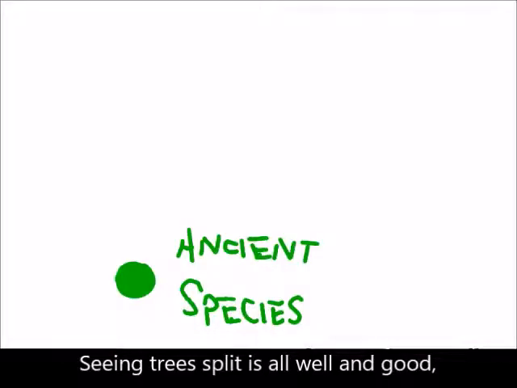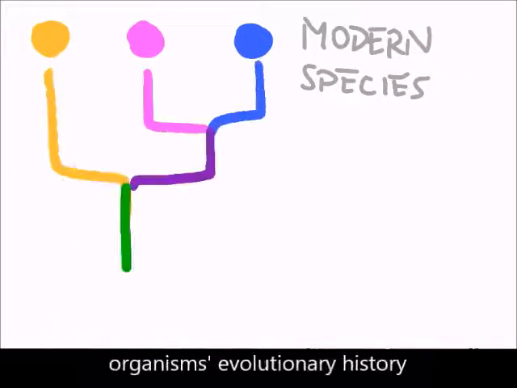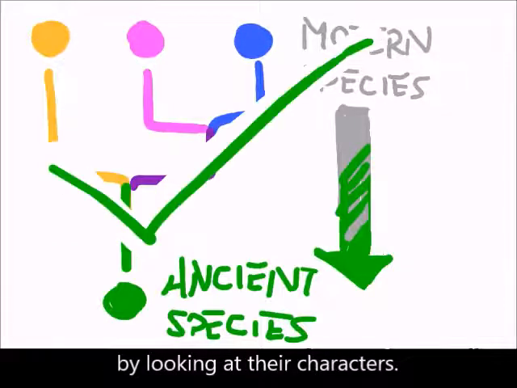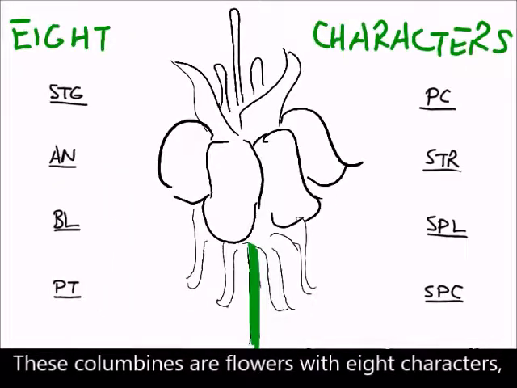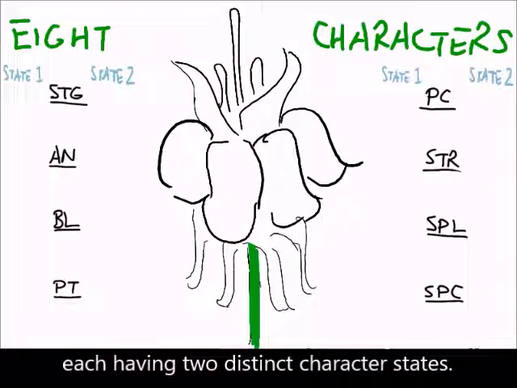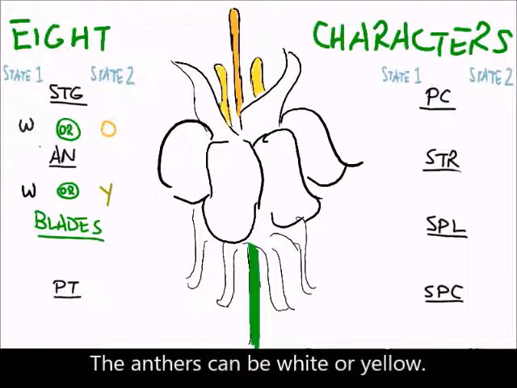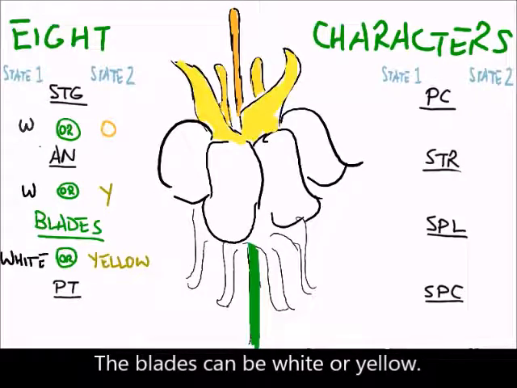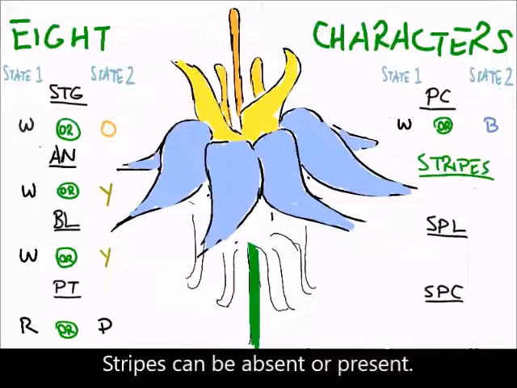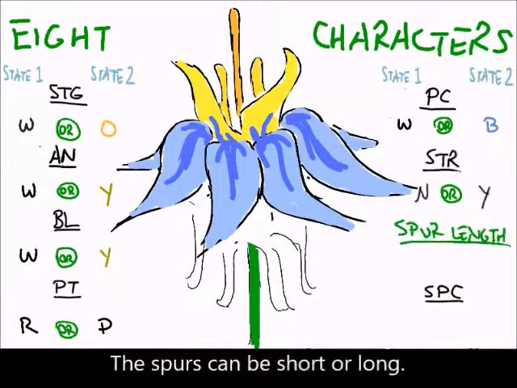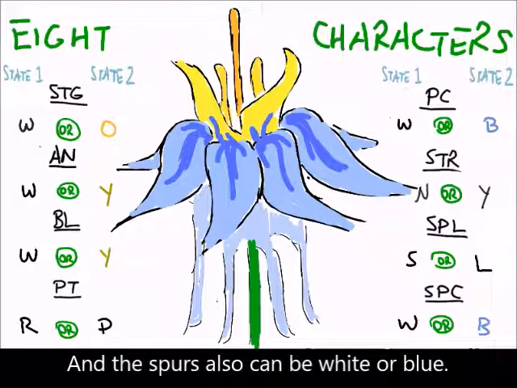Seeing trees split is all well and good, but in the real world, we must reconstruct organisms' evolutionary history by looking at their characters. So let's do that. These columbines are flowers with 8 characters, each having 2 distinct character states. The stigma can be white or orange. The anthers can be white or yellow. The blades can be white or yellow. The petal tips can be round or pointy. The petals can be white or blue, stripes can be absent or present, the spurs can be short or long, and the spurs also can be white or blue.